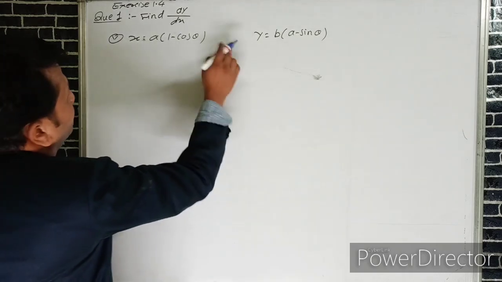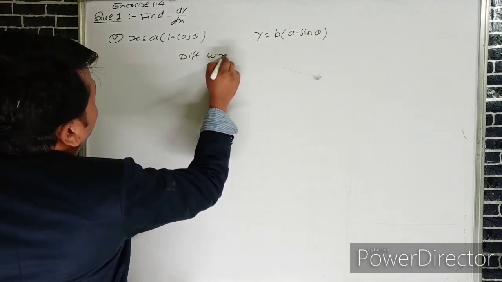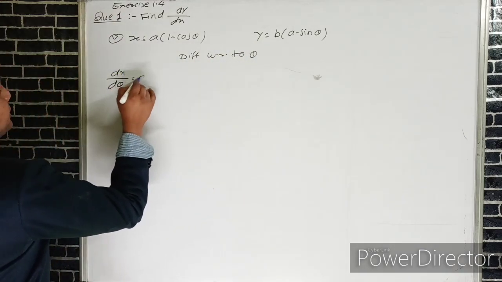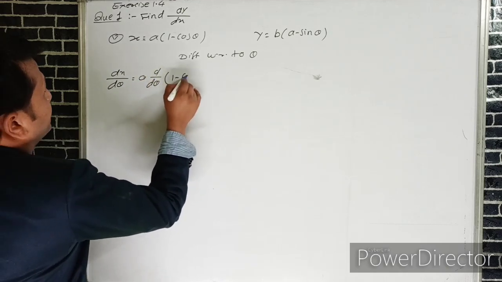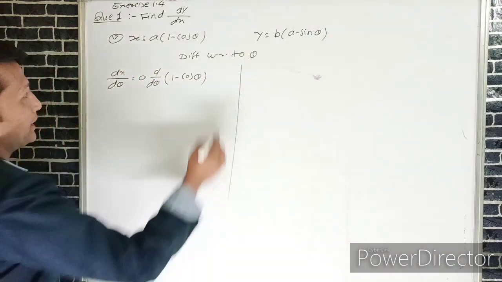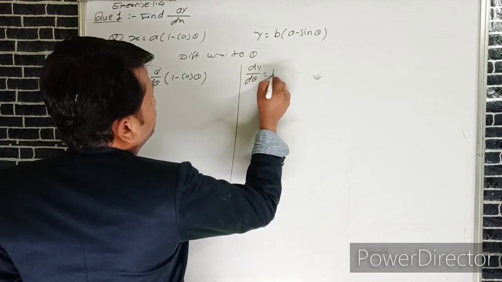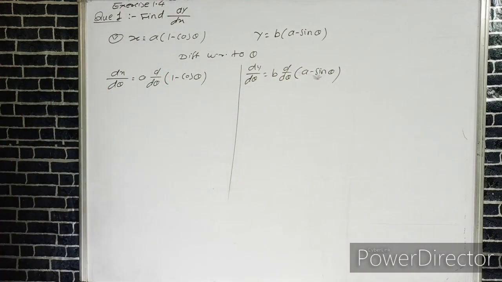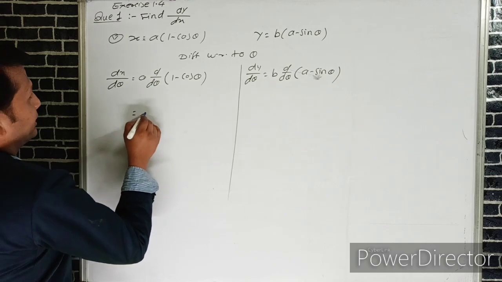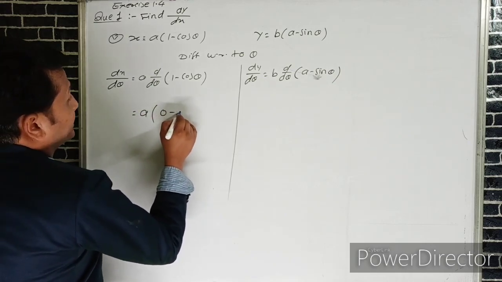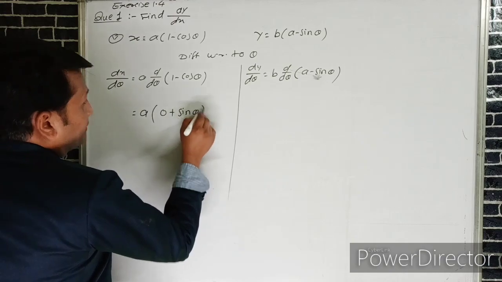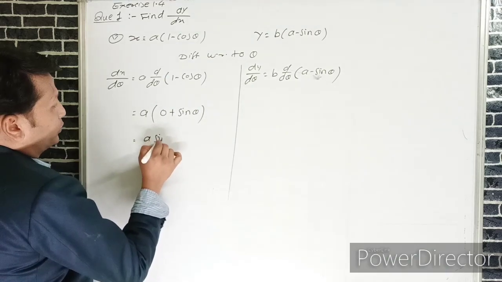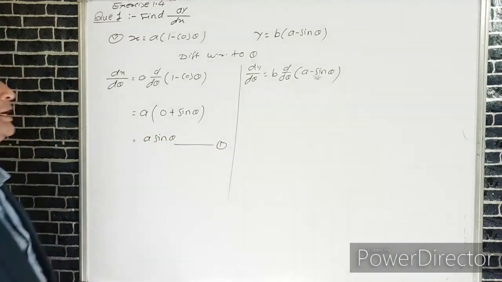If we differentiate both x and y with respect to theta, we can write dx upon d theta, where a is constant, the derivative of theta is 1, minus cos theta. And again dy upon d theta is equal to b into the derivative with respect to theta of a minus sin theta. Here we know that the derivative of a constant is 0. We can write a into 0 minus of minus sin theta, which is plus sin theta, so a sin theta, which is number 1, dx by d theta.